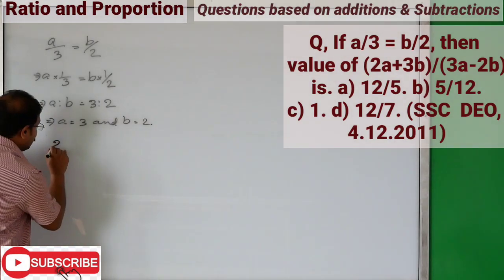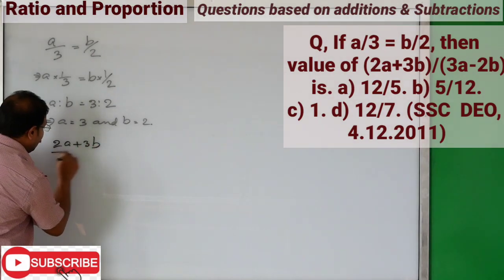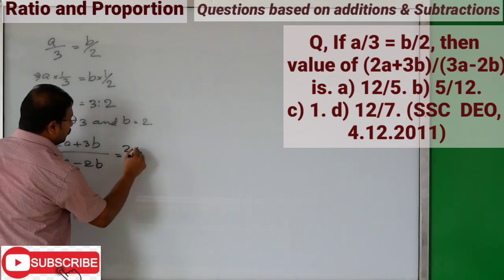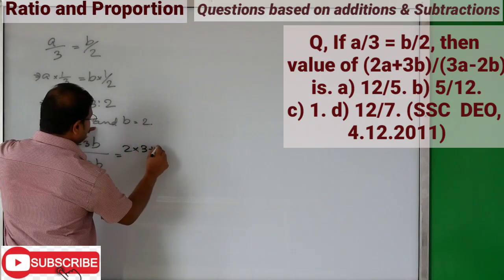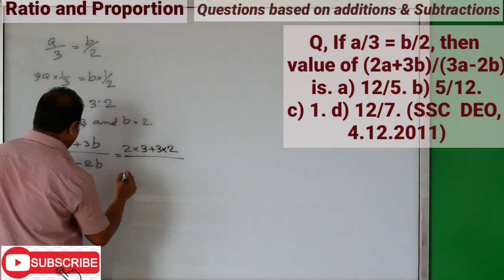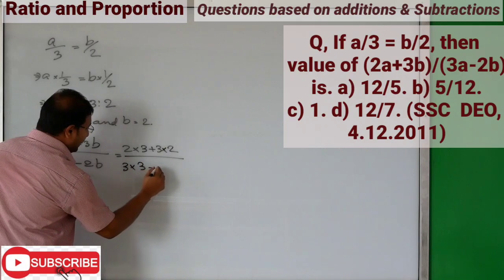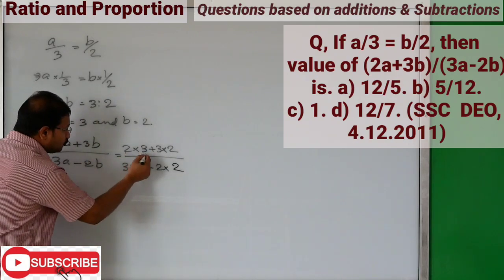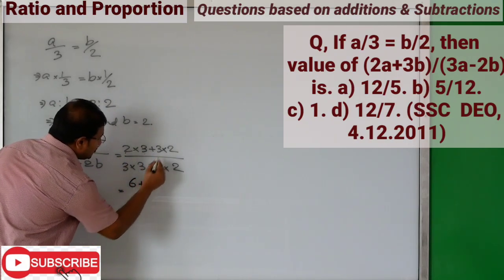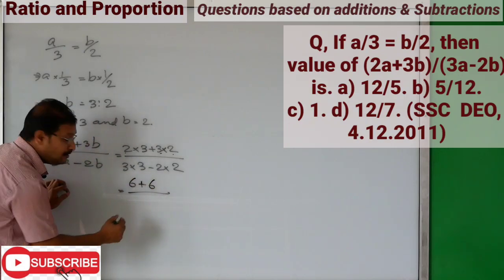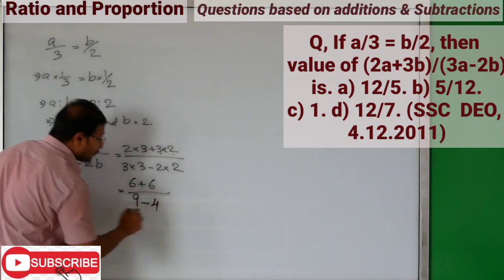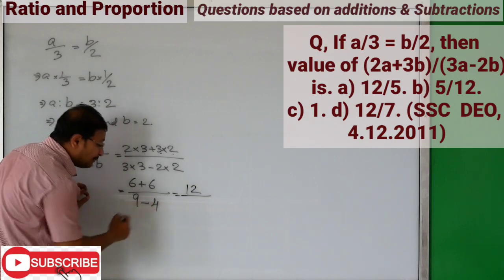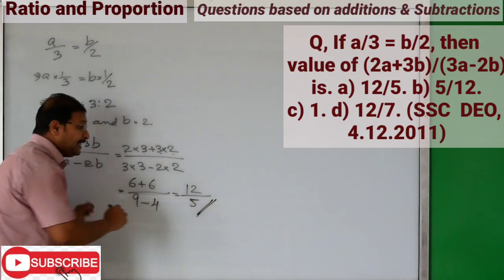We want the value of 2A plus 3B divided by 3A minus 2B equals 2 into the value of A is 3 plus 3 into the value of B is 2 divided by 3 into the value of A is 3 minus 2 into the value of B is 2 equals 2 threes are 6 plus 3 twos are 6 divided by 3 threes are 9 minus 2 twos are 4. Now 6 plus 6 is 12 divided by 9 minus 4, that is 5. Correct option is A, 12 by 5.